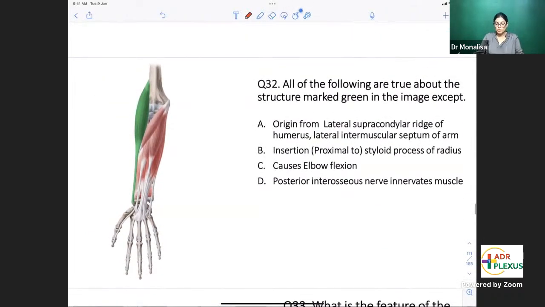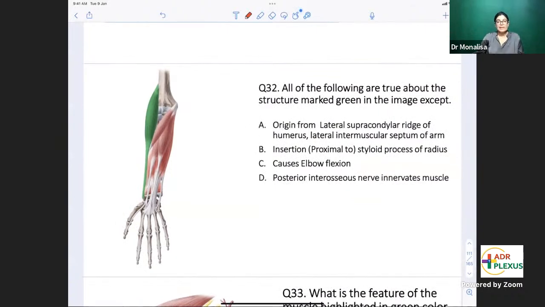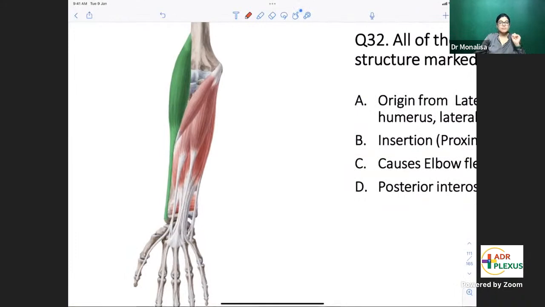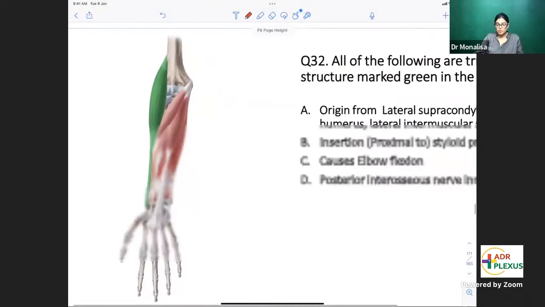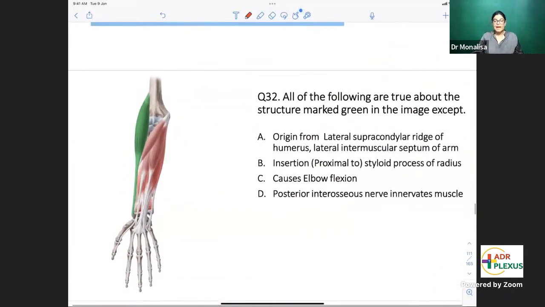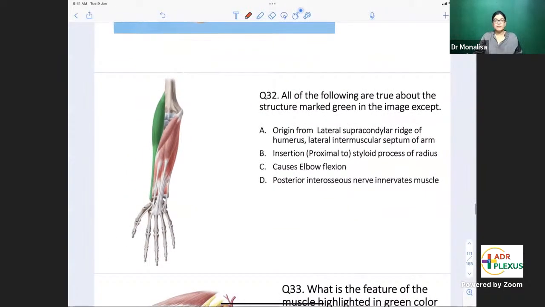Question number 32. All of the following are true statements about the marked muscle shown in green, except. First, identify this muscle, and after the identification, go through the options and you can know which is the wrong statement. Okay, identify this muscle and then tell me which is the wrong statement. Let me just check.